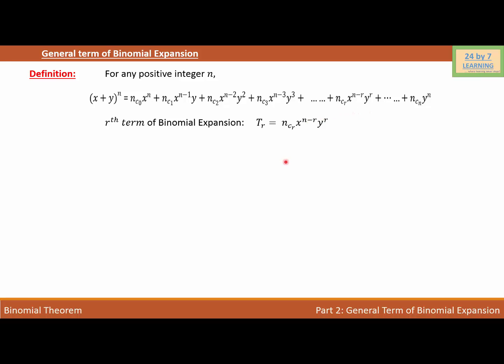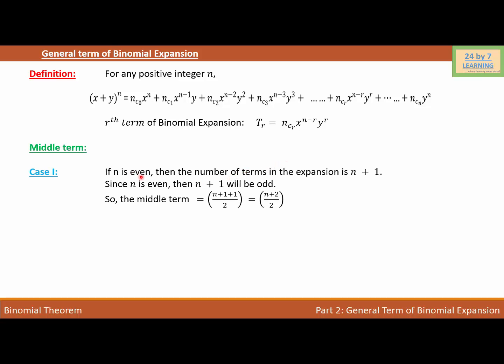Now let's see how we can find the middle term of the binomial expansion. So our first case is, if n is even, then the number of terms in the expansion is n plus 1. So if n is even, then n plus 1 will be odd. Then the middle term is the (n plus 1) over 2, which is basically (n plus 2) over 2. So we will find the middle term using these many terms.